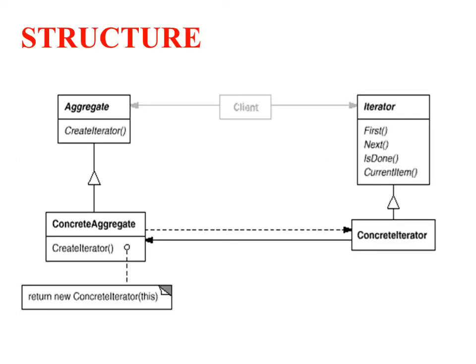So next one, the template structure. The structure of the iterator pattern. Here we are taking the aggregate objects, and the main class is the aggregate class. It performs the operation create iterator, and the iterator class will be created. The same operations: first, next, is done, current item.